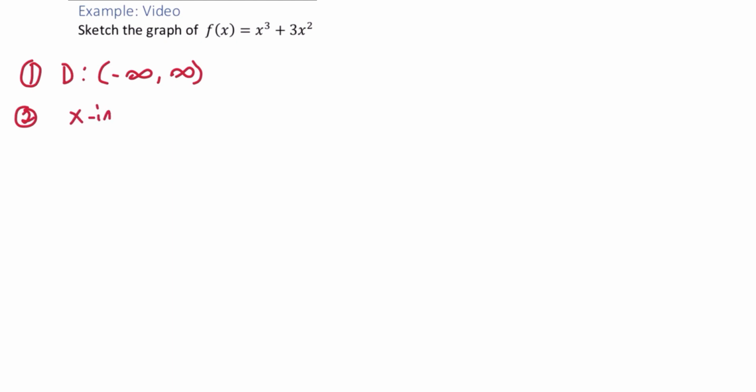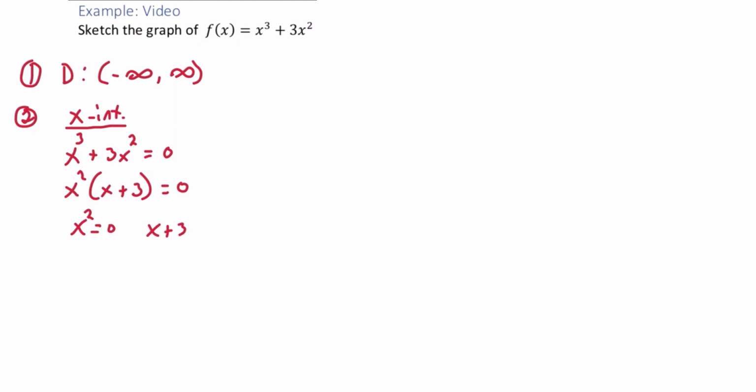The x-intercept is found by forcing f to be 0. Want to make your y values 0. We'll factor and then set each factor equal to 0. And solve those. We get x equals 0 and x equals -3. So we have the origin and -3, 0.